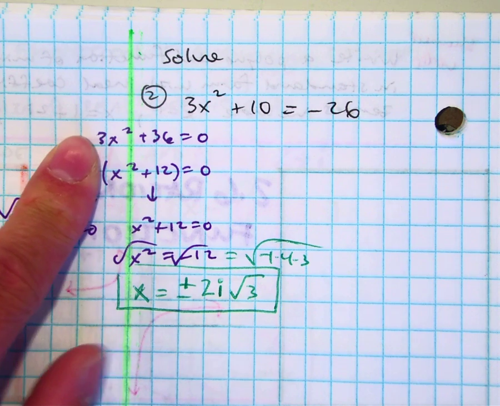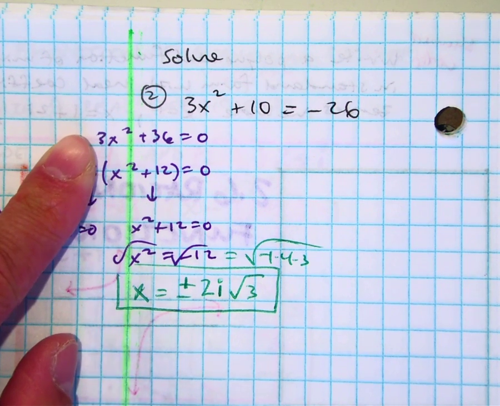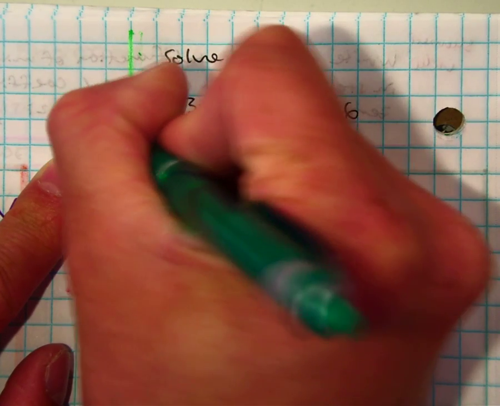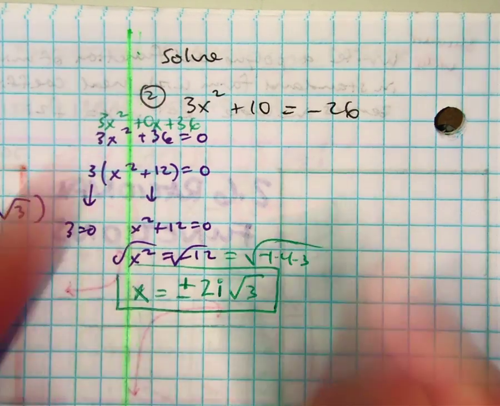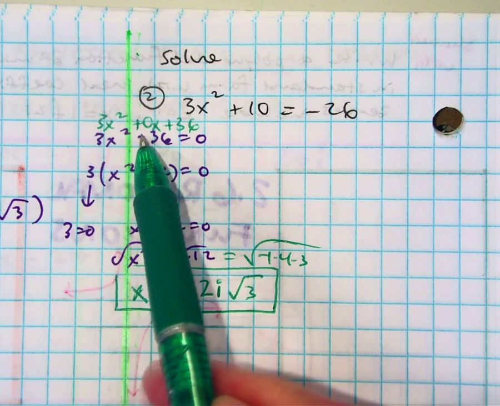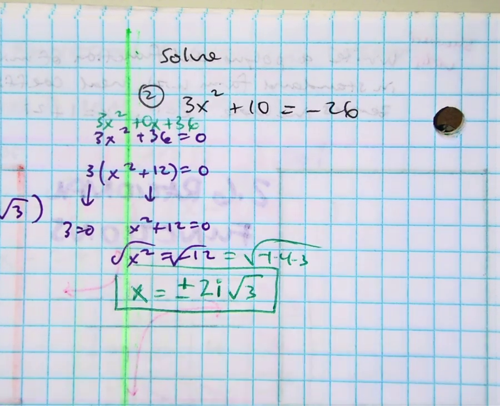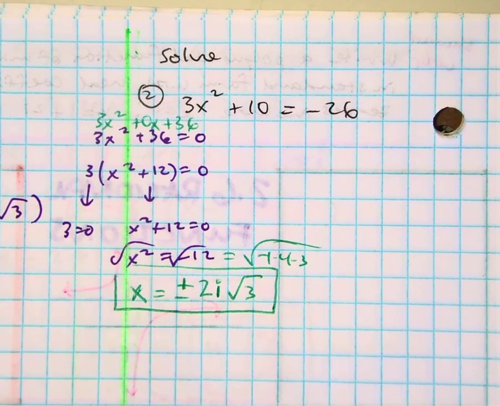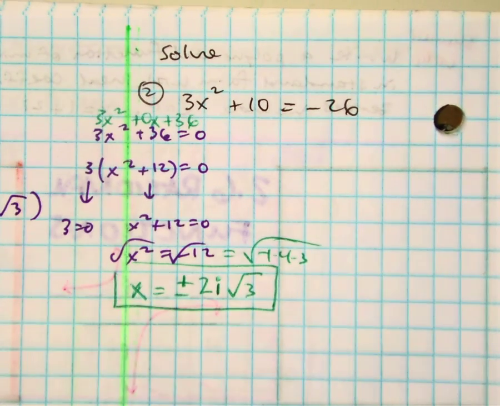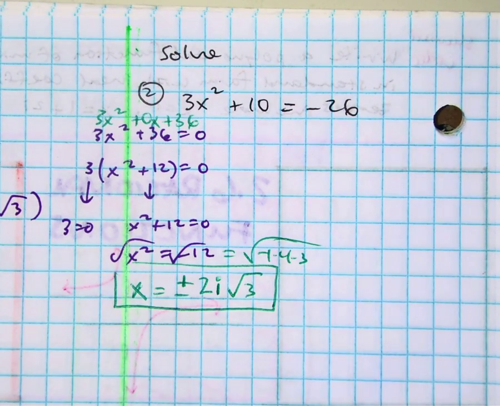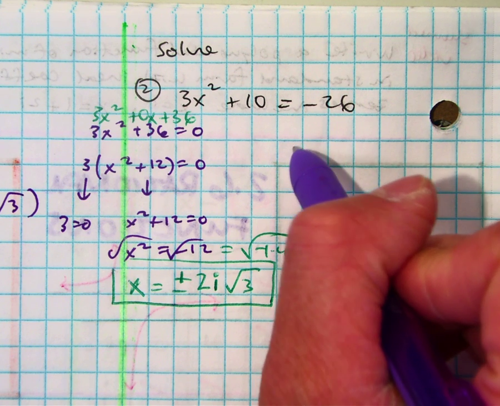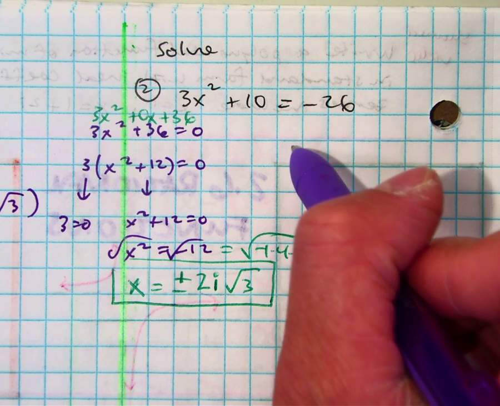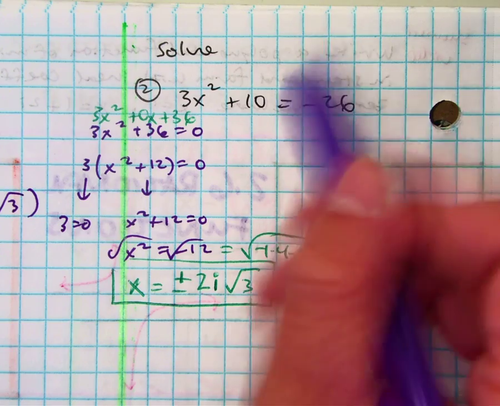Let's say you want to do this by quadratic formula. You could have just put 3x squared plus 0x plus 36, and your a value is 3, b is 0, and c is 36, right? But this problem actually lends itself to a different method. Does anyone know what that method's called? No, it's not that method. It's called the square root method.